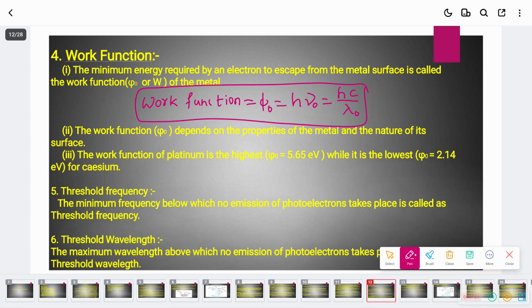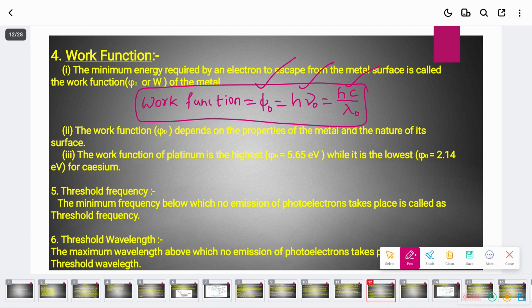Now I want to give you the work function formula. It is given in the Xerox. Check the work function formula. What is given? h nu naught, or hc by lambda naught. Now listen, all of you. Whatever you studied previously, threshold frequency and threshold wavelength, these are all interconnected. What is work function? Work function equals h nu naught, or h nu naught can be written as hc by lambda naught.